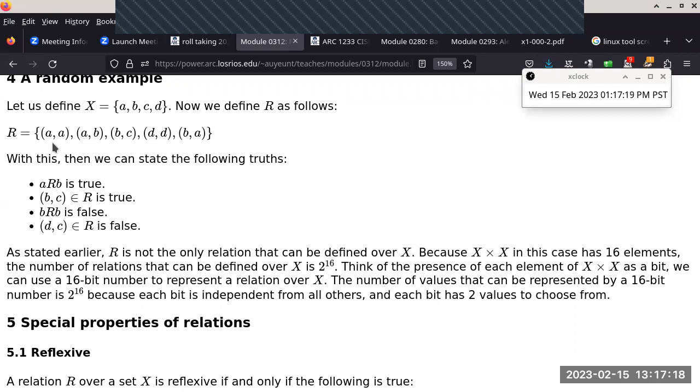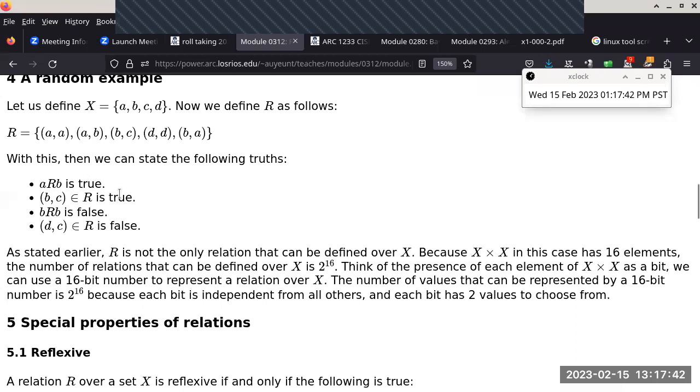So you get to choose the Cartesian product basically. Well, this only has to be a subset of the Cartesian product of X and itself, which it is in this case, right? Because if X has A, B, C, and D, then we can say every element in R is also in the Cartesian product of X and itself.